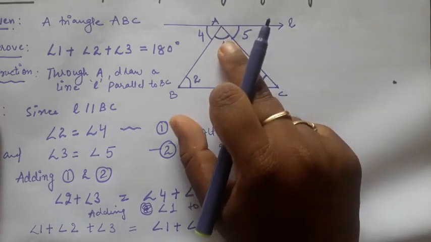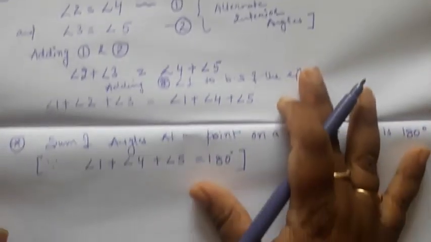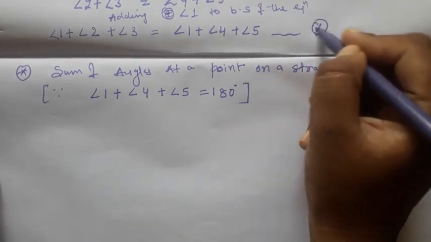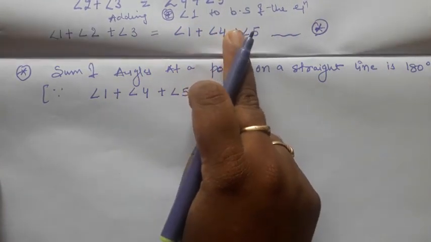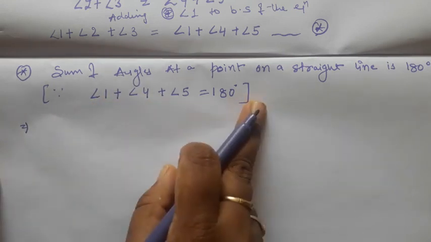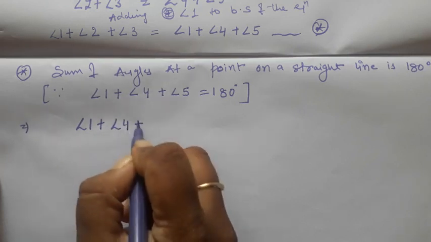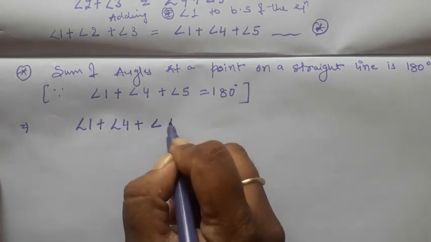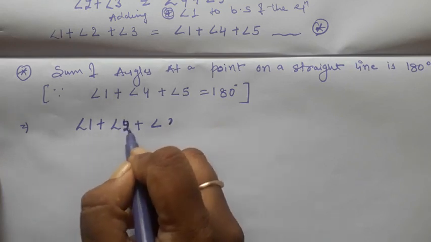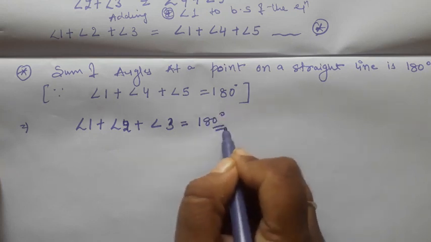So I can say angle 1 plus angle 4 plus angle 5 is equal to 180 degrees, and from this equation we get to know that if angle 1 plus angle 4 plus angle 5 is 180 degrees, then angle 1 plus angle 2 plus angle 3 will also be equal to 180 degrees.